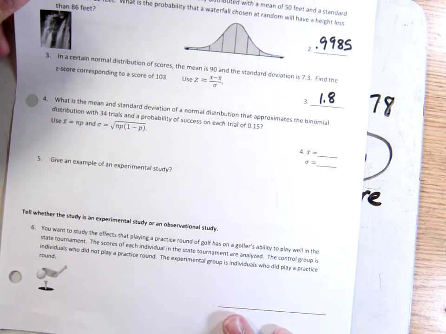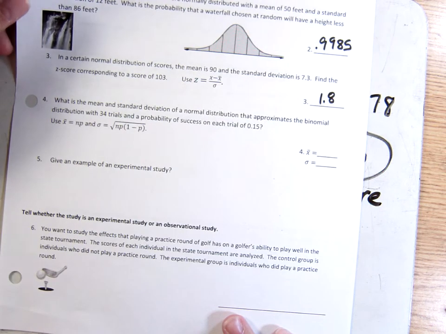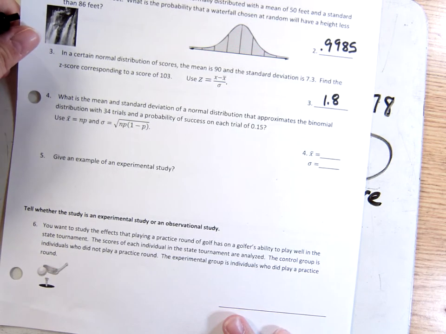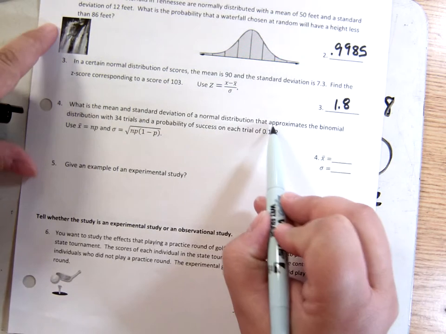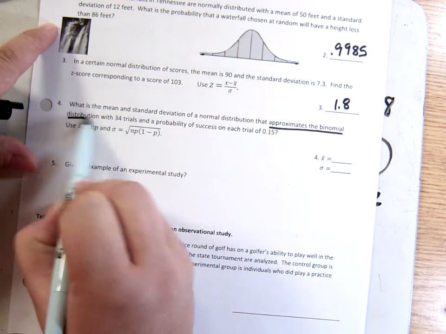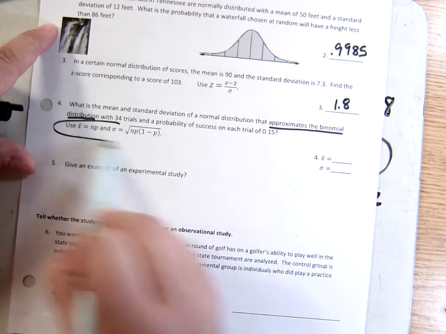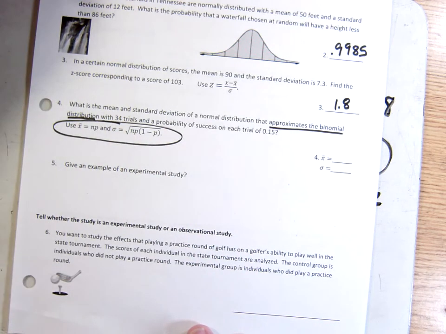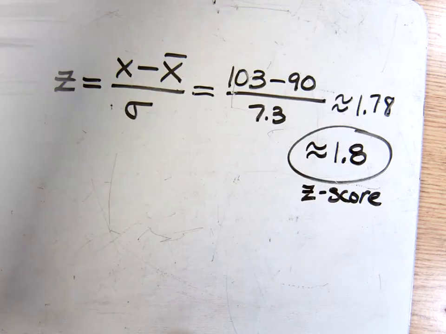What is the mean? This is number 4. What is the mean and standard deviation of a normal distribution that approximates the binomial distribution with 34 trials and a probability of success on each trial of 0.15? Well, the whole part about approximates the binomial distribution just means use these formulas. These formulas are formulas for a binomial distribution.